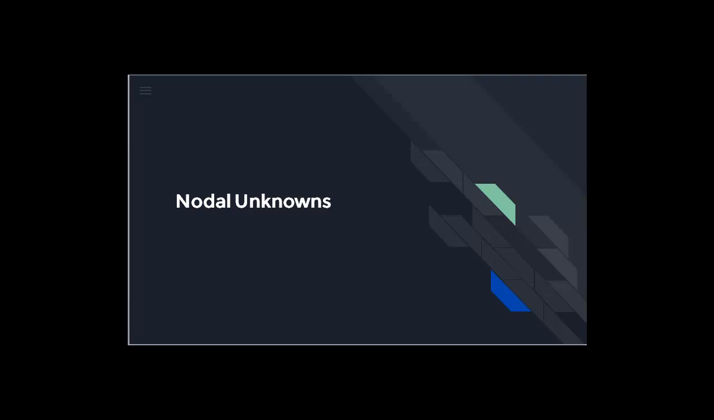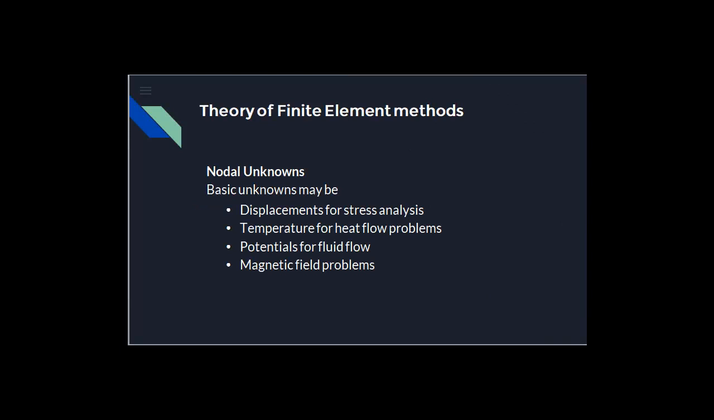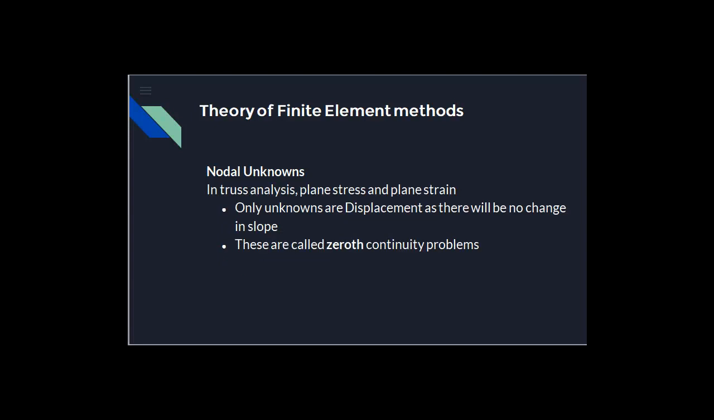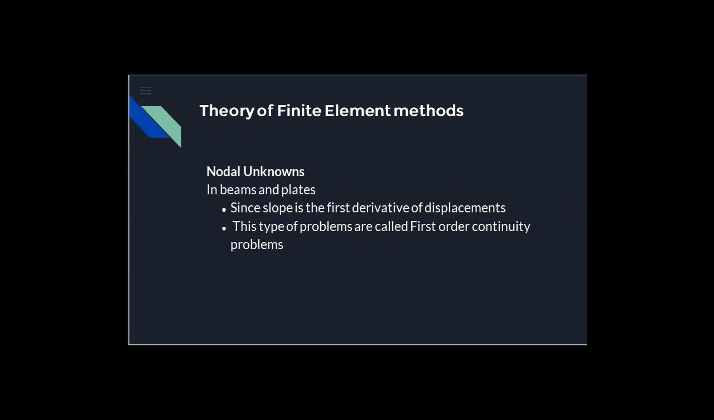The basic unknowns are displacement for stress analysis, temperature for heat flow problems, and potential for fluid flow and magnetic field problems. So these unknowns will be acting at the nodes. In the case of a structural problem, in stress analysis, plane stress and plane strain, the only unknowns are displacements, as there will be no change in the slope, and these are called zeroth continuity problems. In the case of beams and plates, since the slope is the first derivative of the displacement, these types of problems are first order continuity problems. So in the case of a beam, the unknowns are slopes and displacements.